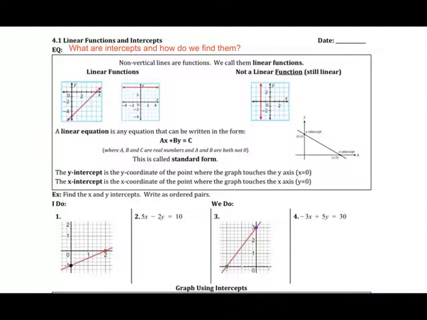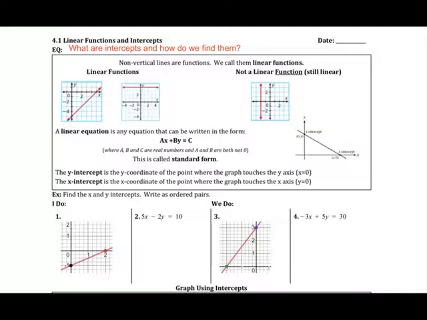And then we're going to go into a little bit about parallel and perpendicular lines, which will lead us into Unit 5, which is all about what happens when we have two lines and they may or may not be crossing. So today we're really going to focus on what is an intercept, how do we find them, and even further, how do we use that to potentially graph a linear function. So let's start by defining what a linear function is.